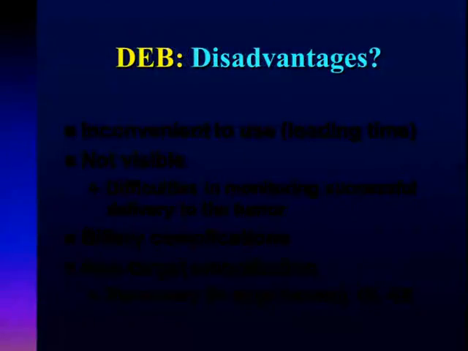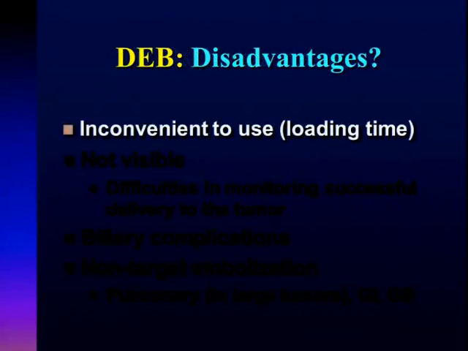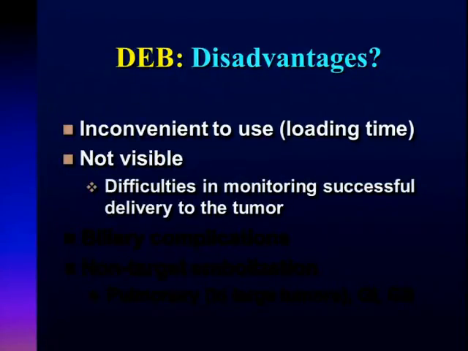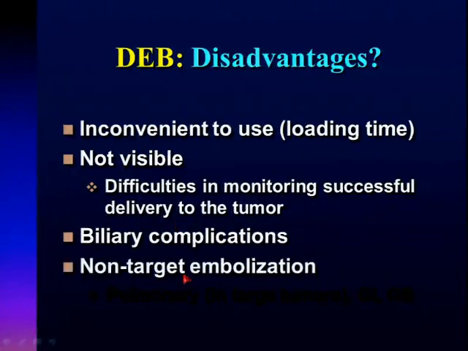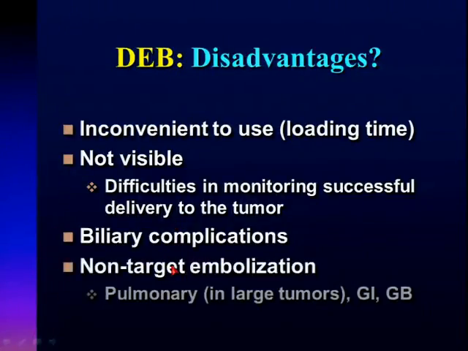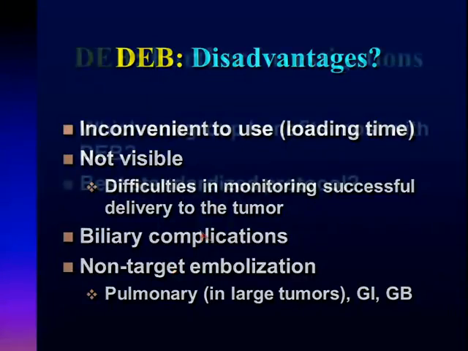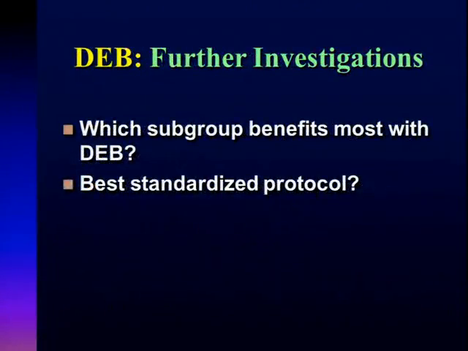What are the disadvantages? It's inconvenient to use because loading time is needed. It is not visible, so it is difficult to monitor successful delivery to the tumor or inadvertent embolization to non-target vessels. With non-selective, too aggressive embolization, biliary complications can develop. Non-target embolization can cause more severe complications than conventional TACE. So, further investigations are needed. Which subgroup benefits most from DEB-TACE? And what is the best standardized protocol?